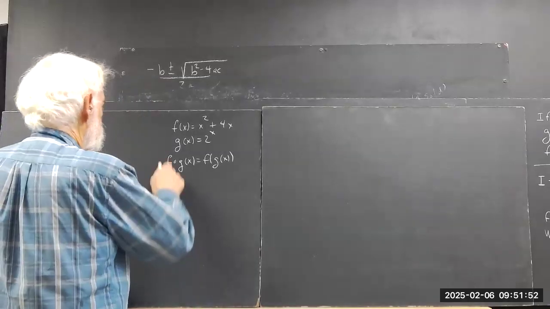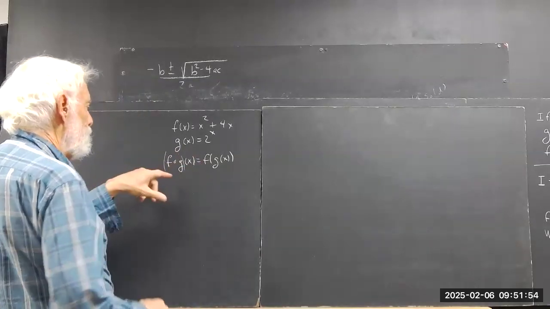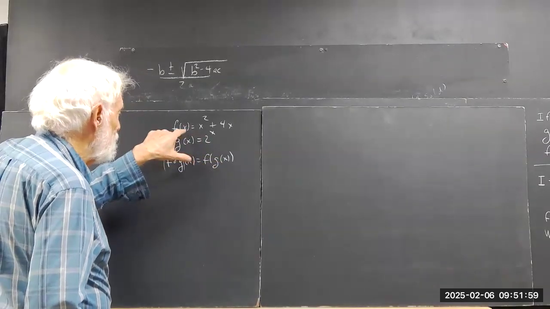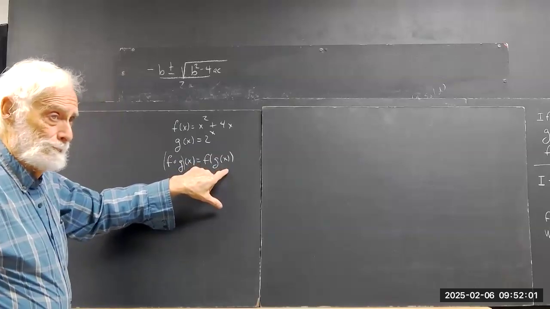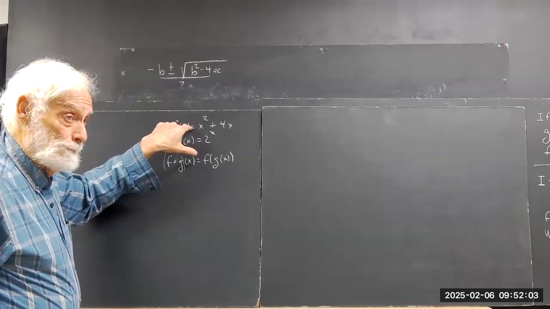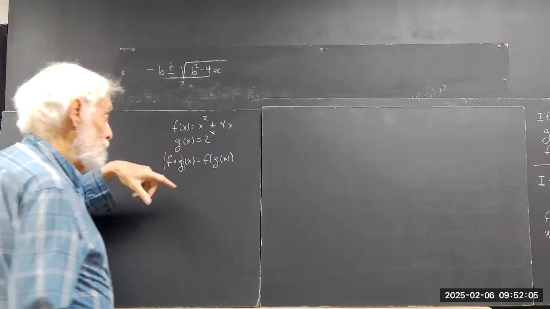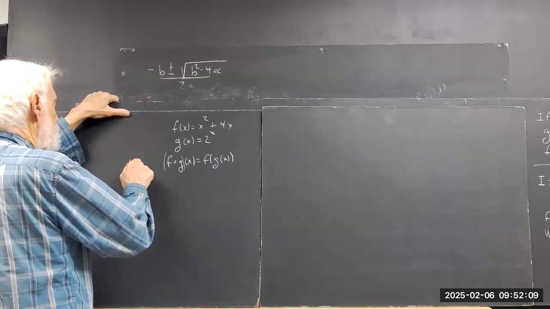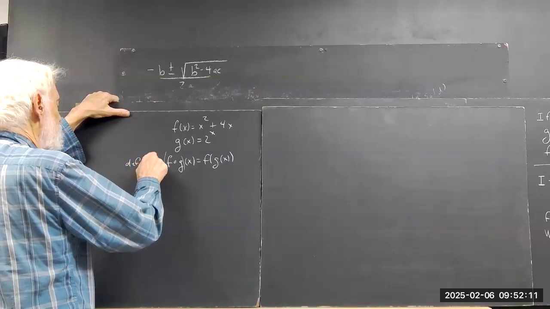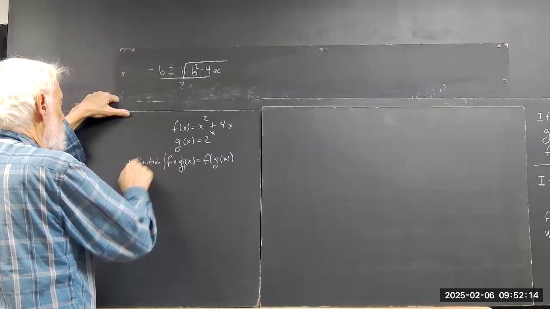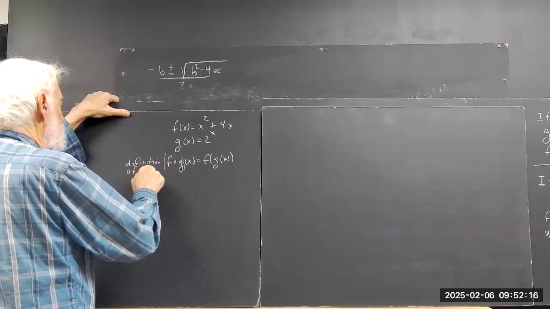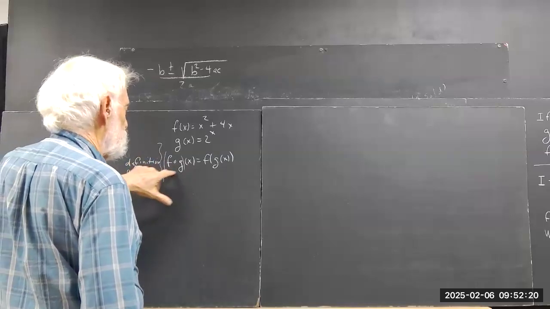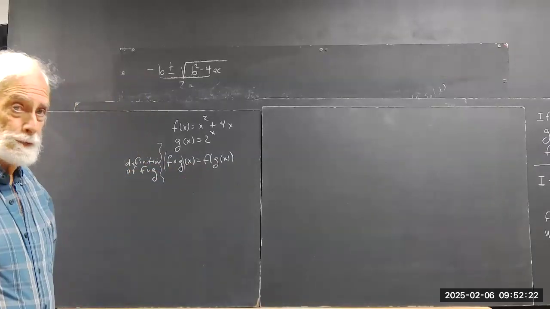by definition, the function f circle g is the function you get if you replace x with g of x in the function f. Okay, so this is the definition of f circle g. When you see f circle g, you can just think, okay, f of g of x, right?